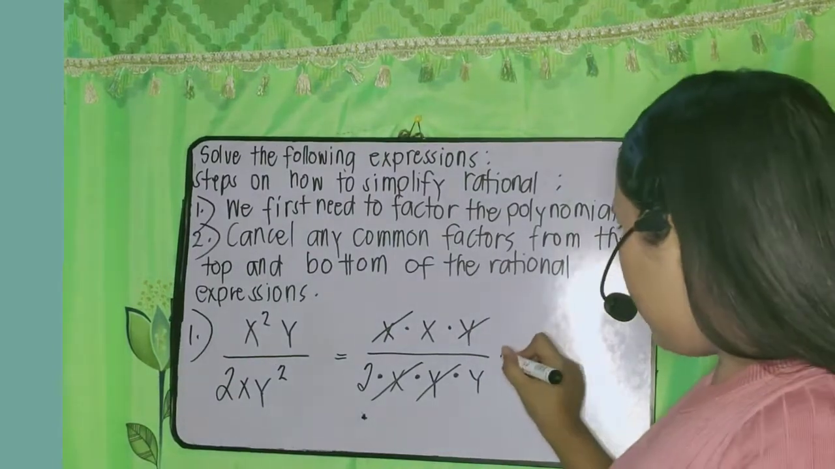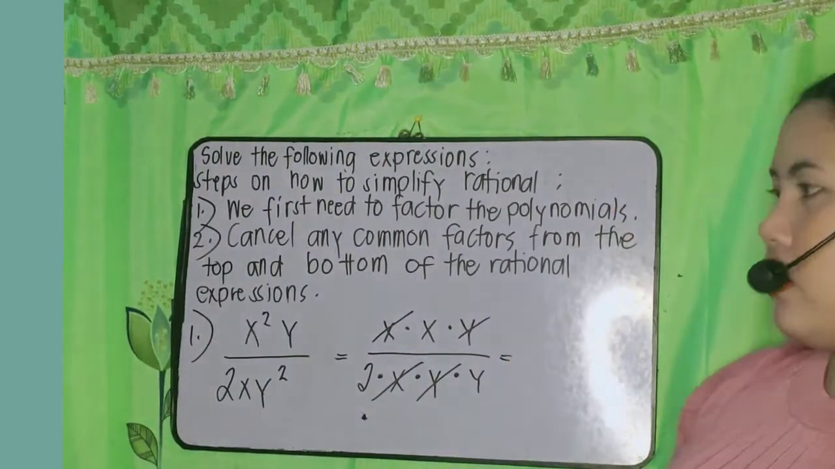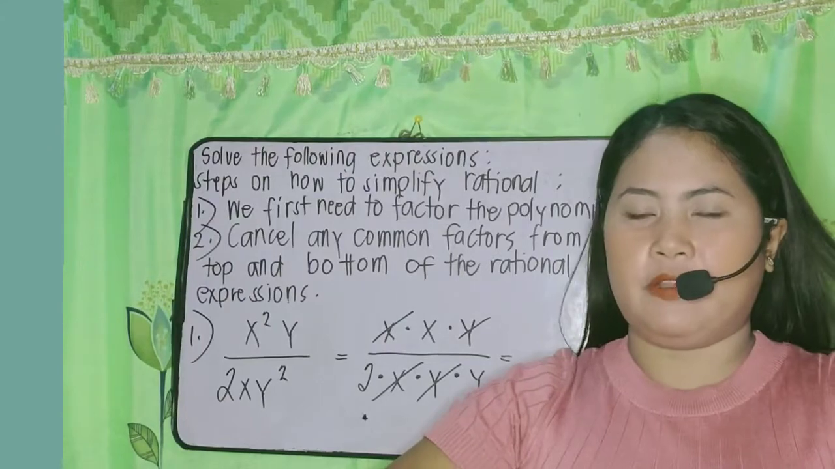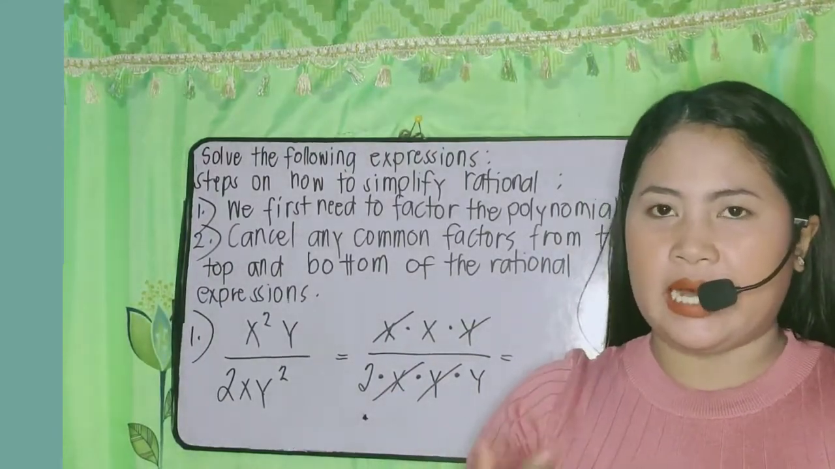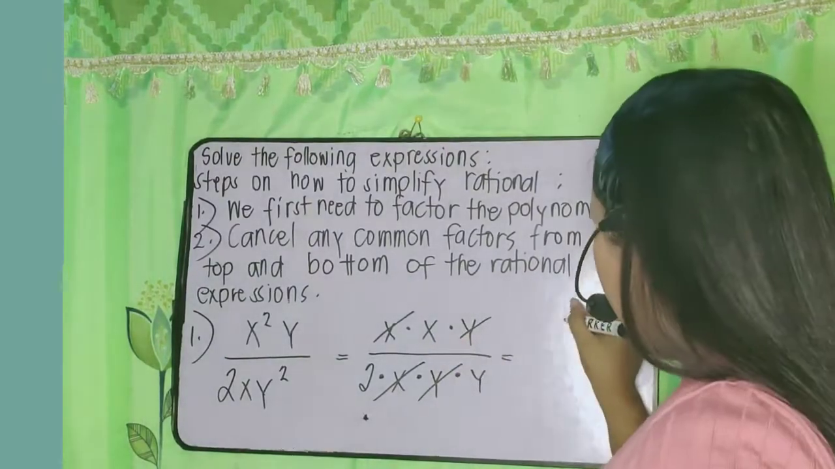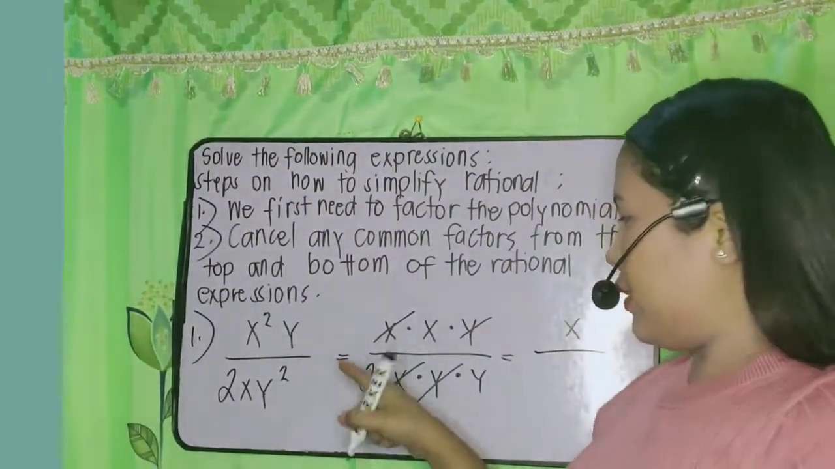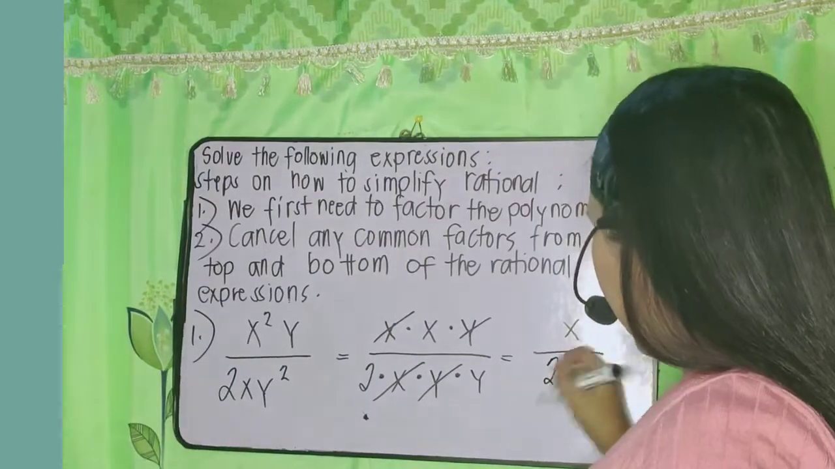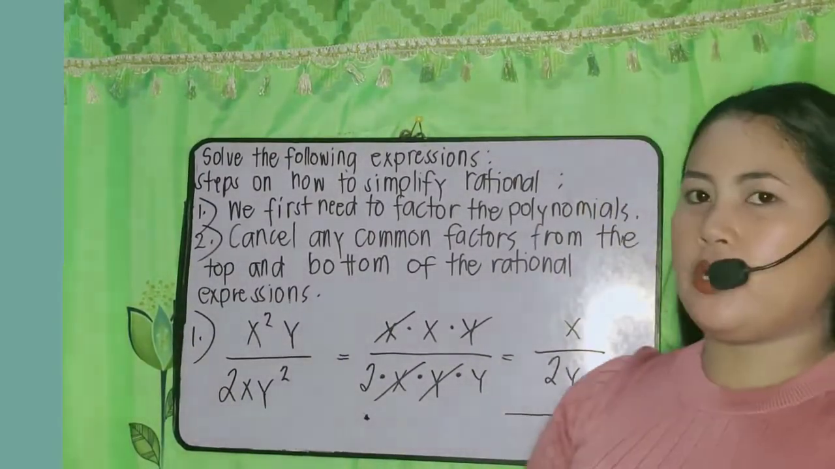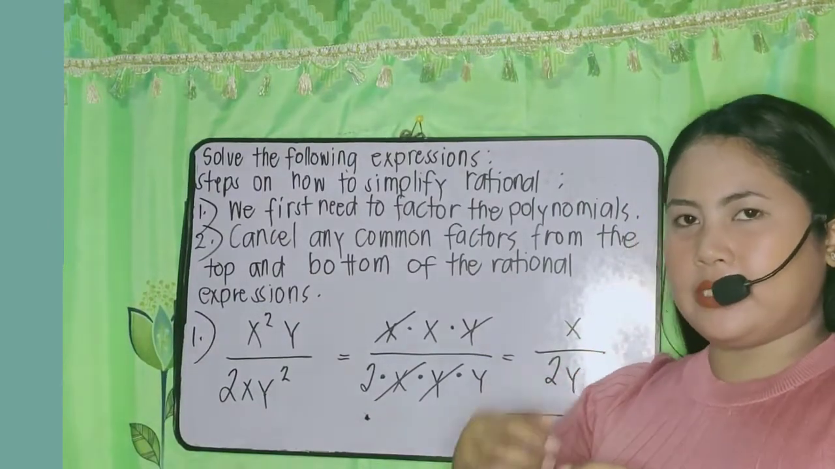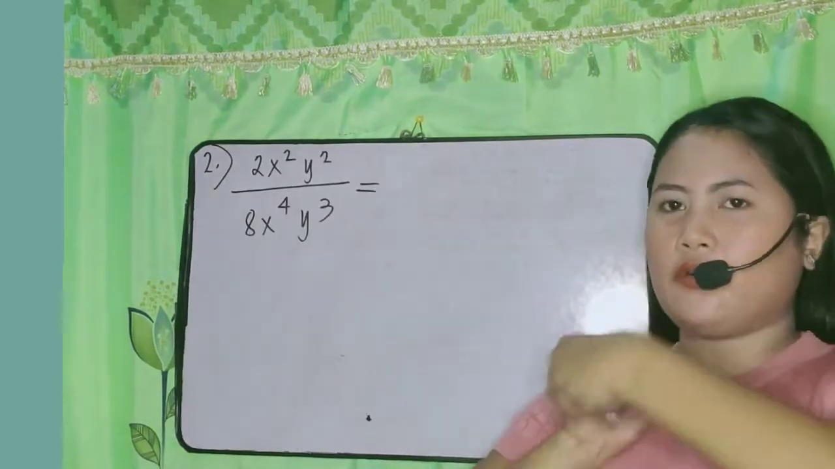After canceling out the common factors, of course, we need to simplify. We copy what remains, the factors that were not canceled: in the numerator we have x, and in the denominator we have 2 and y. This is our final answer for example number 1. Let's proceed to example number 2.